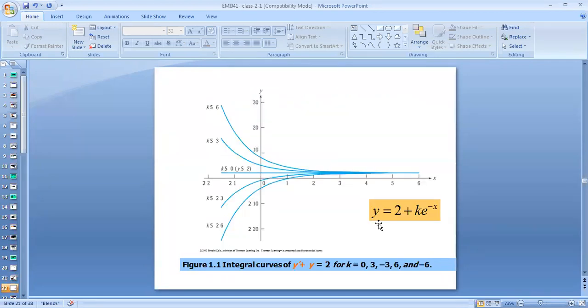If we draw the curve, we get it like this. For different values of k, 0, 3, minus 3, 6 and minus 6, we can draw this curve. If you are interested, you can draw it. This is the curve of y equals 2 plus k times e to the power minus kx. For different values of k, we get a different path of curve. This is the family of curves; depending on the values of k there may be any number of curves. This is why it is a family of curves, and these are the integral curves of y dash plus y equals 2.